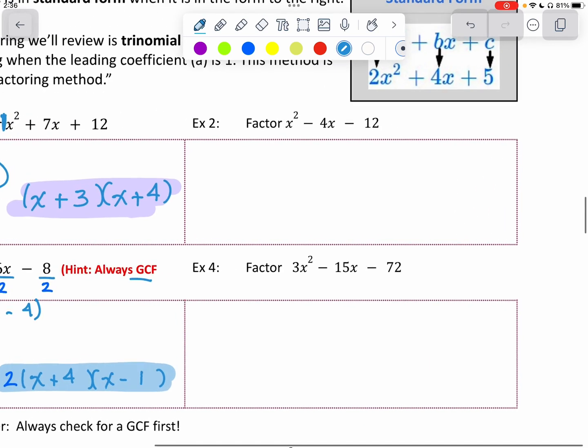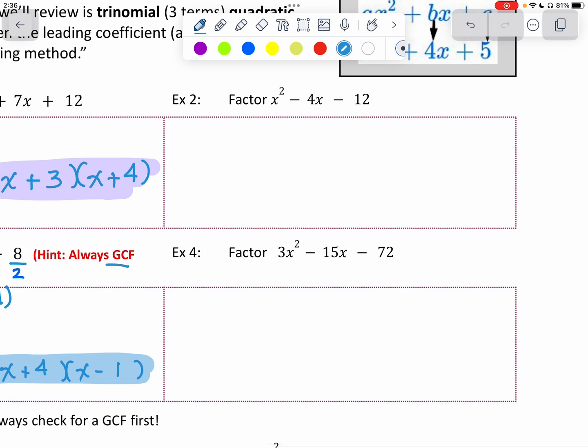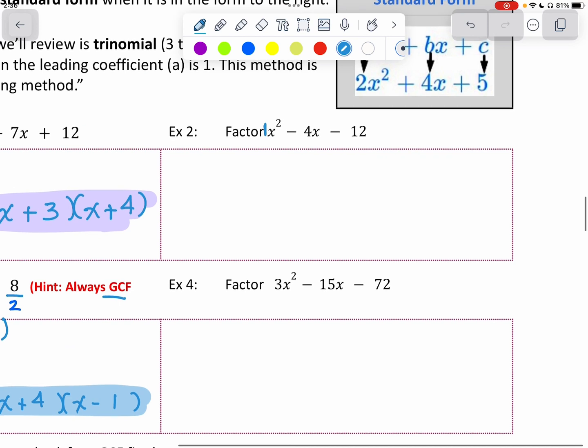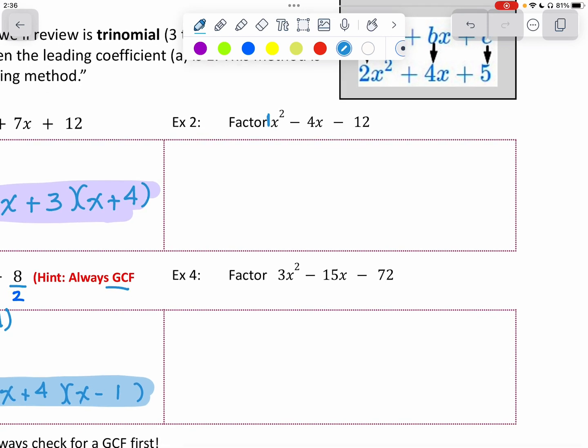All right, hopefully you had a chance to work through these. I'm going to do these together, and then we'll go ahead and do the rest of the problems together as well. So we're looking for two numbers in this case. There's no common factor, obviously, because there's a leading coefficient of 1. I want two numbers that multiply to give me negative 12, that add to give me negative 4.